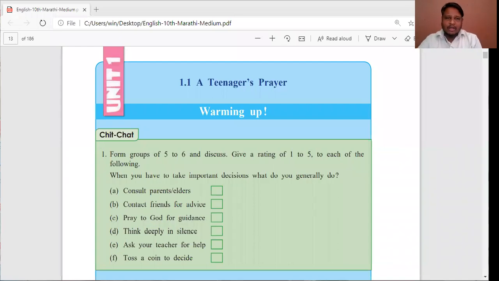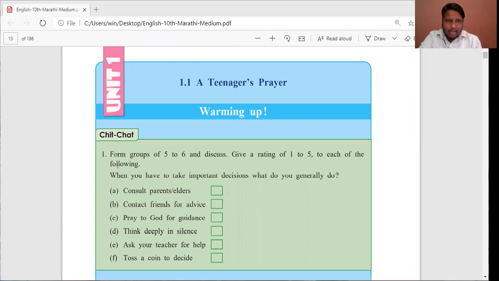Hello students, in this video we are going to learn the first poem of 10th standard, A Teenager's Prayer. For that we have to open our textbook and find the elements given in the warming up section and solve them. This is your textbook's page. What is the first activity given in your textbook?